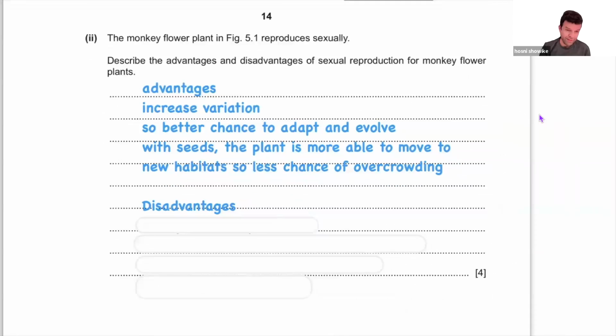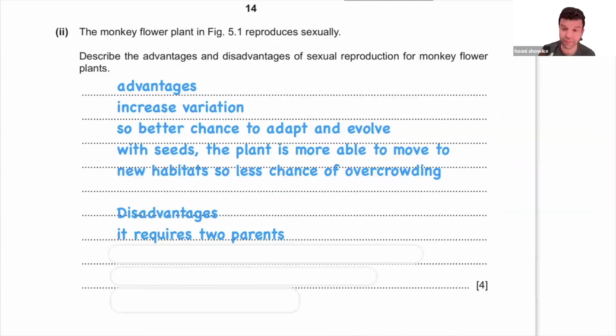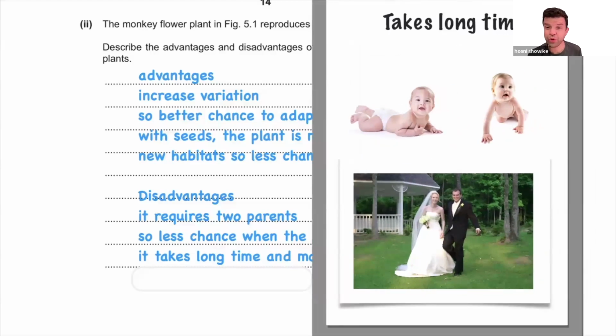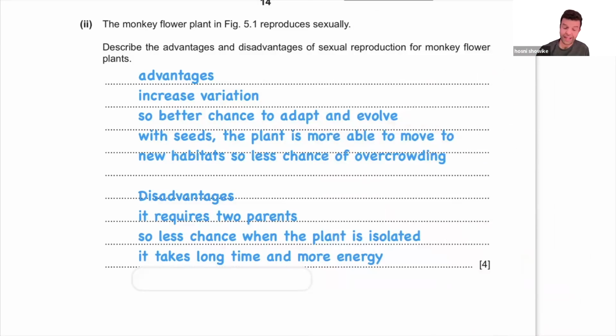What about the disadvantages? The disadvantage is the fact that you would require two parents. That sometimes is difficult, especially if there is one plant and this plant is isolated. Also, it takes a lot of energy. Time and energy are disadvantages. What do I mean by time? It takes a long time for living things that reproduce sexually to reach maturity and reproduce. And energy, because making gametes takes energy. Think of pollen grains and how much energy it takes to make all these pollen grains.